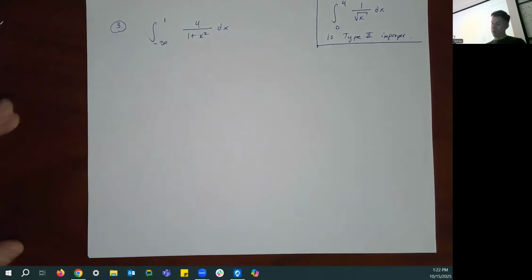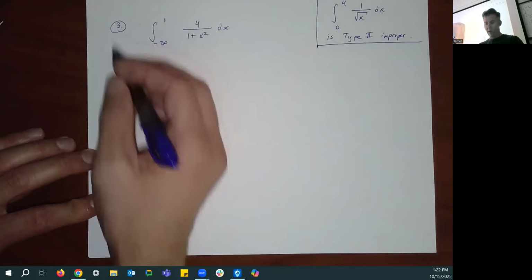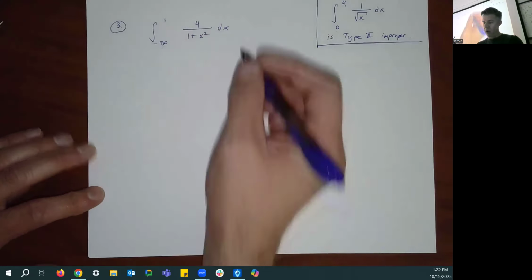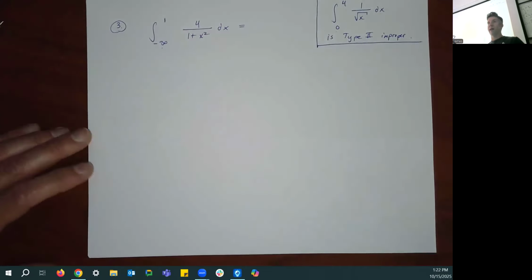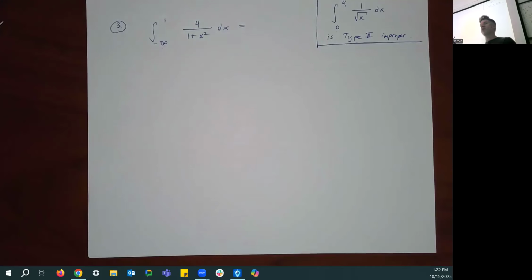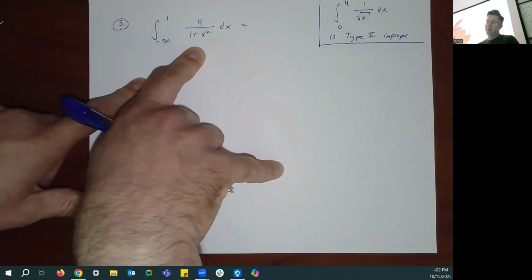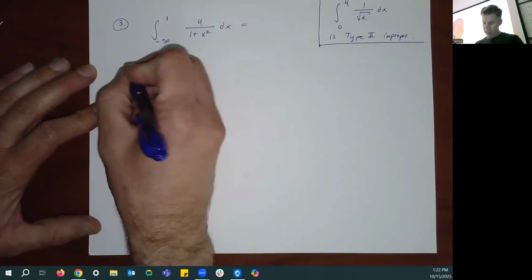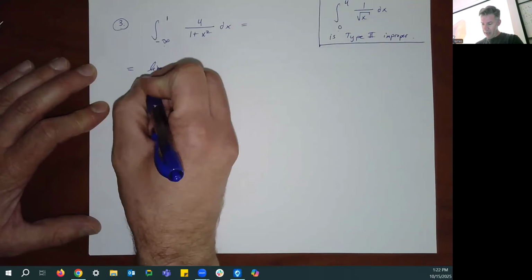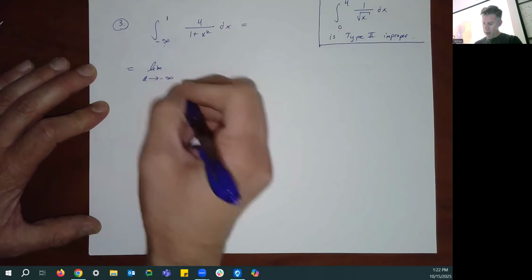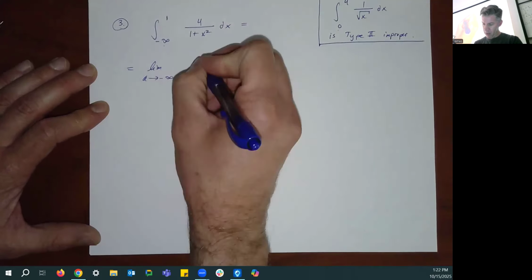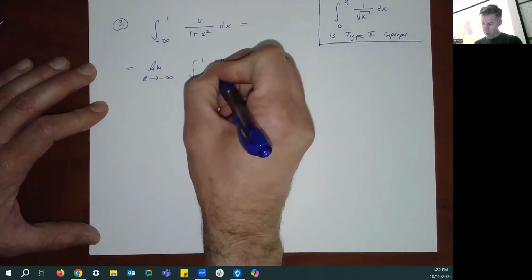But yes. So here, infinity is a problem, negative infinity is a problem. So we always replace the problems with a letter. It's fairly standard to replace a lower limit with an a and an upper limit with a b. But you can literally use any letter you want except for ones you've already used, like x. So don't use x if you're already using x. But a and b are pretty standard. So we're going to rewrite this as the limit as a approaches negative infinity of the integral from a to 1 of 4 over 1 plus x squared.